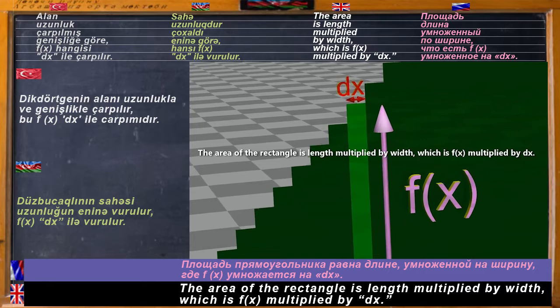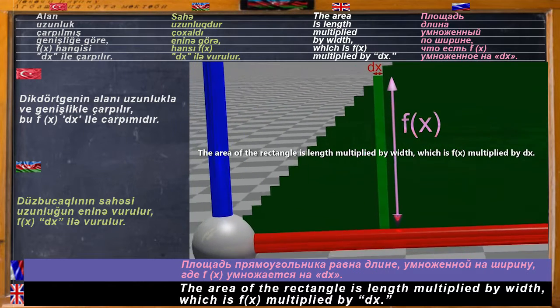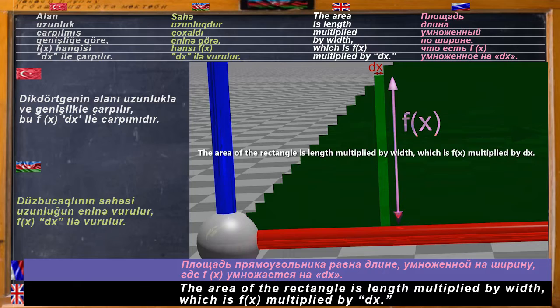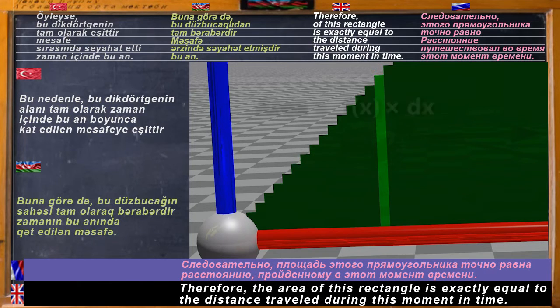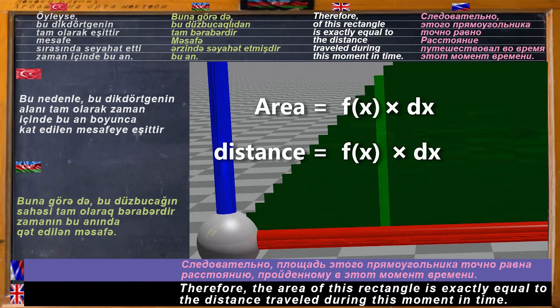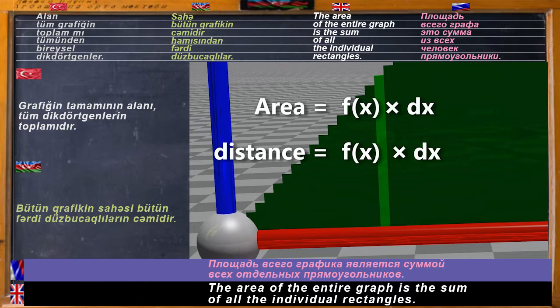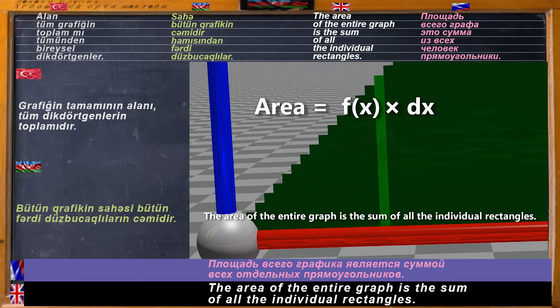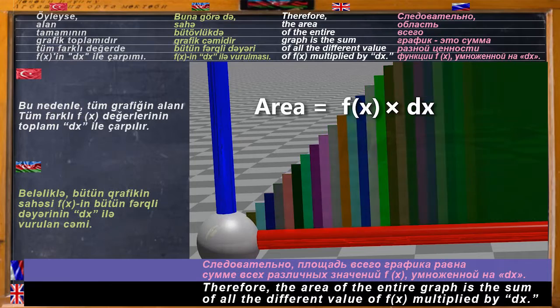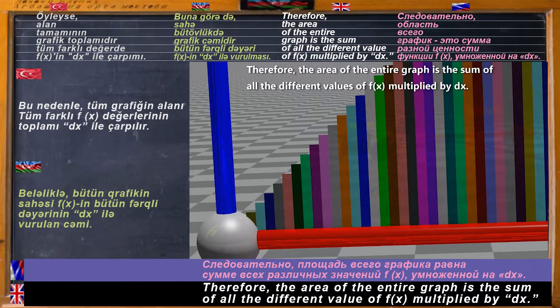The area of the rectangle is length multiplied by width, which is f of x multiplied by dx. Therefore, the area of this rectangle is exactly equal to the distance traveled during this moment in time. The area of the entire graph is the sum of all the individual rectangles. Therefore, the area of the entire graph is the sum of all the different values of f of x multiplied by dx.